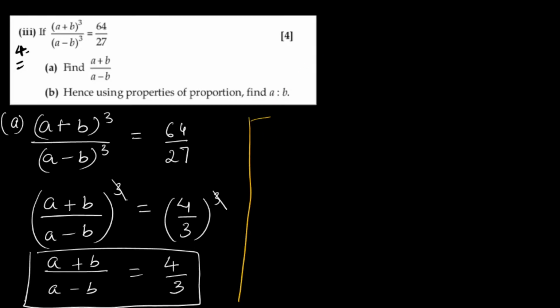Which property of proportionality can we use? We have to find the ratio of a and b. So a is to b means a by b we have to find. So which property of proportion can we use?